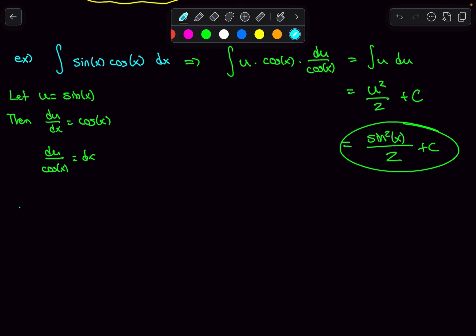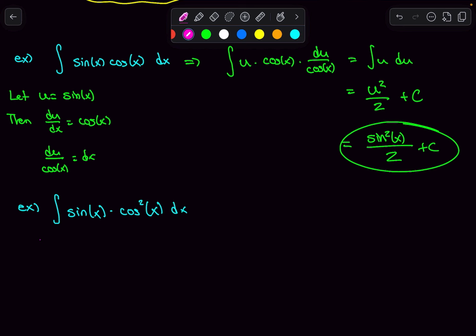But now let's try and modify this just a little bit. Let's see what happens if we have the integral of sine of x times cosine squared of x. What happens if we have something like this?